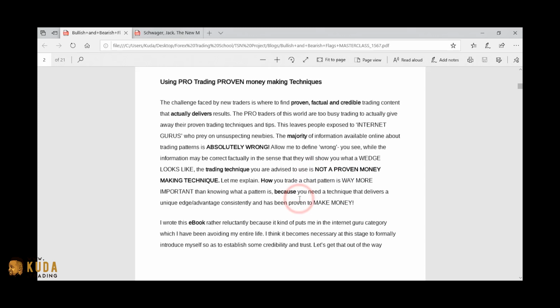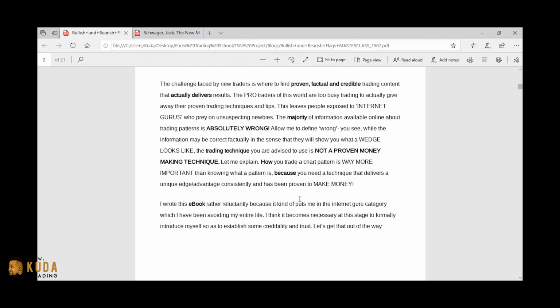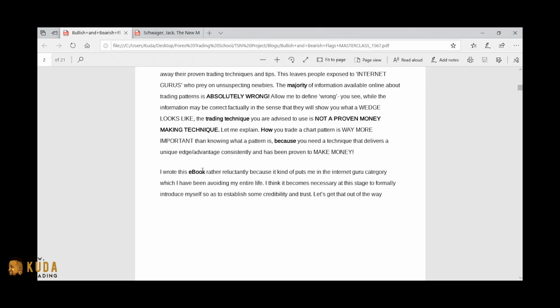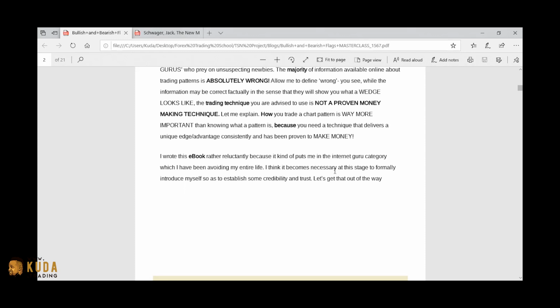I think the purpose of this ebook is to really demonstrate to you how pro traders are trading chart patterns. And the sooner you get to trade that way, the sooner and faster you'll see results actually. So I wrote this book rather reluctantly because it puts me in that internet guru category, which I'm trying to avoid, and I've been trying to avoid my whole life.